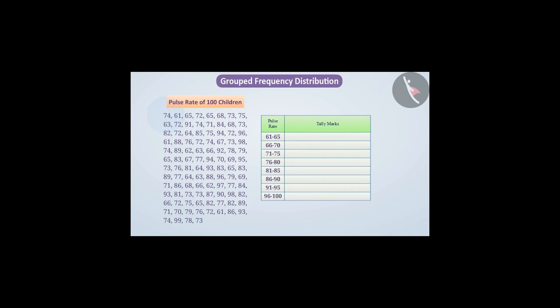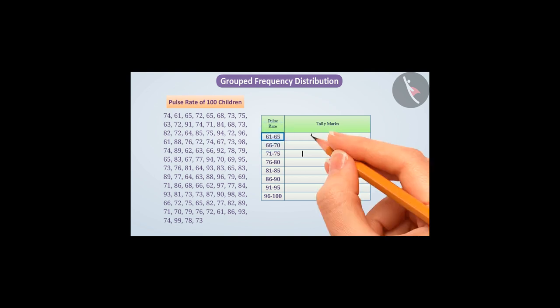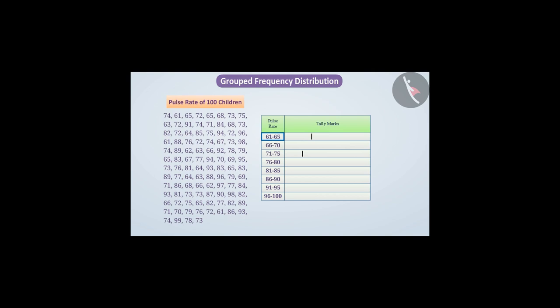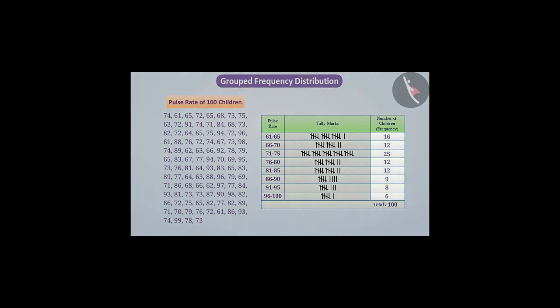The first number is 74, which will be included in the class interval 71 to 75. The second number is 61, which will be included in the class interval 61 to 65. Similarly, we will represent all numbers as tally marks. By counting the tally marks, we will know how much data is included in each class interval. That means, what is the frequency of each class interval? This type of table in which the data is grouped or organized by grouping is called a grouped frequency distribution table. Now, we can get information from this table more easily, like the pulse rate of 25 children is between 71 to 75.